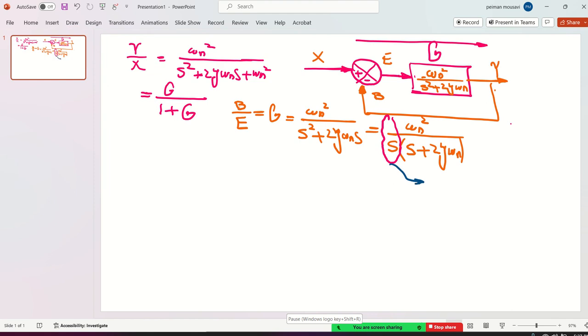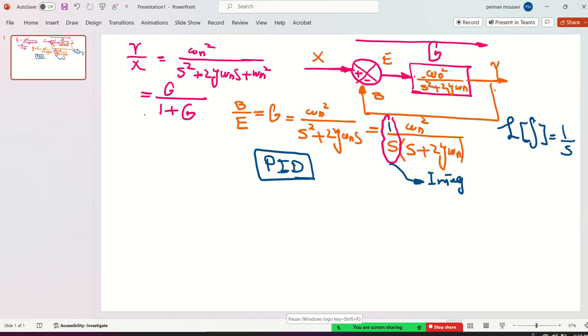In PID, which part of this is 1 over s? Remember, you have notes. 1 over s is, remember, the Laplace of the integrator. Yes, integrator. So the second order system in this format has one integrator already.